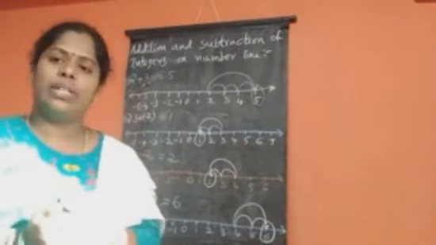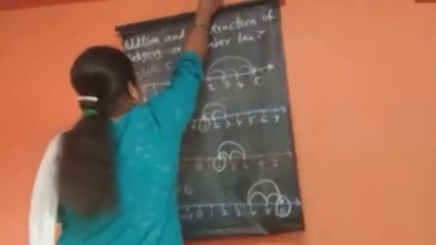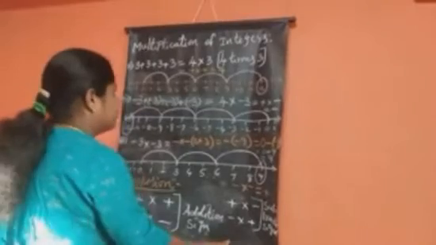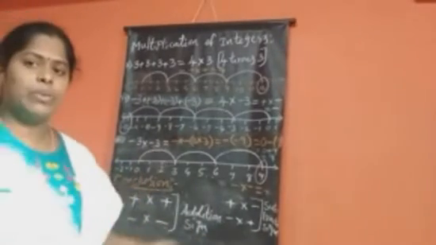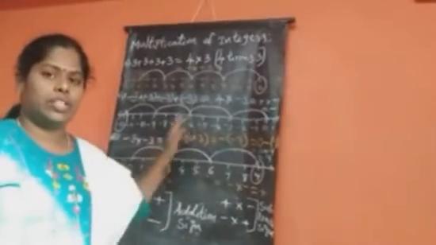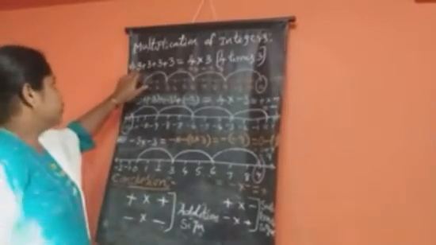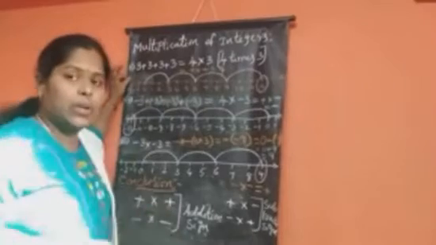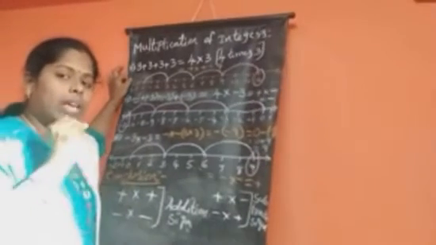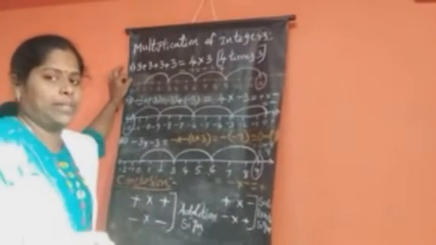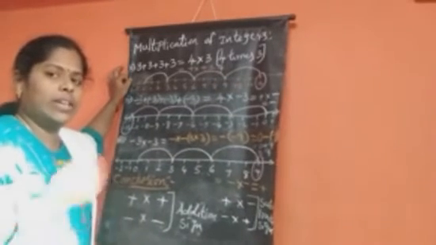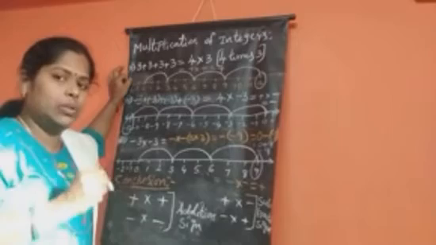Now we are going to see multiplication. So there are some examples of how we can do multiplication on integers. Here 3 plus 3 plus 3 plus 3 is 4 into 3. 4 into 3 means we add 3 up to 4 times. We know all our tables, so 4 threes are 12. Firstly, we say it like that, but we can do it here on the number line.